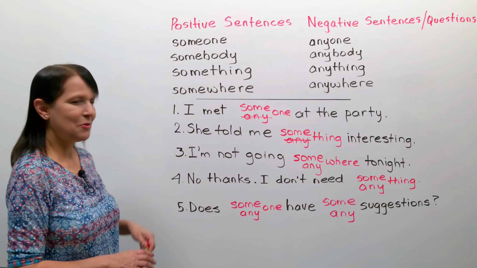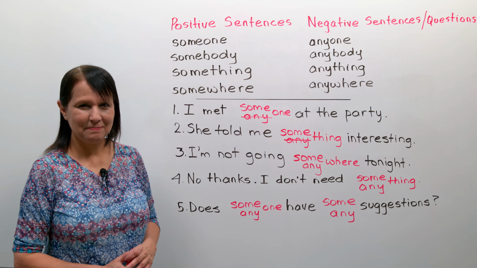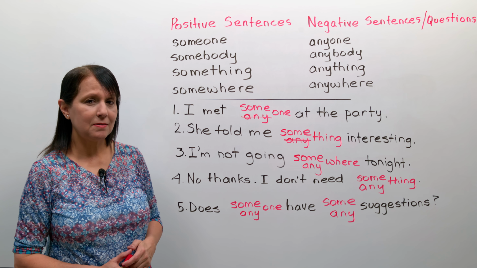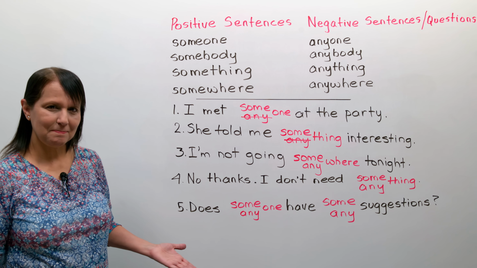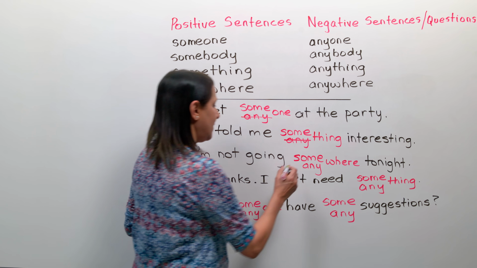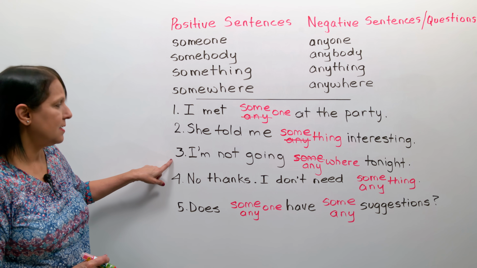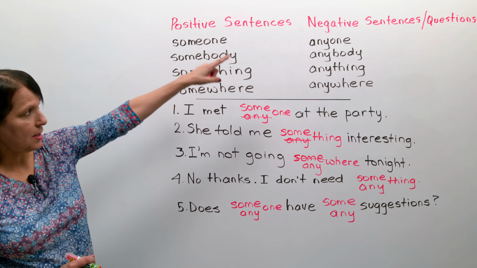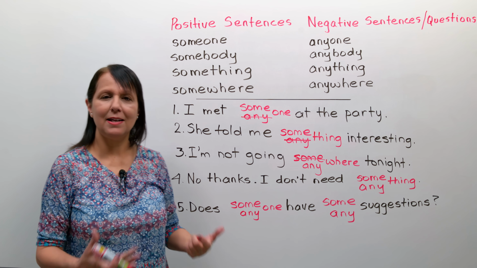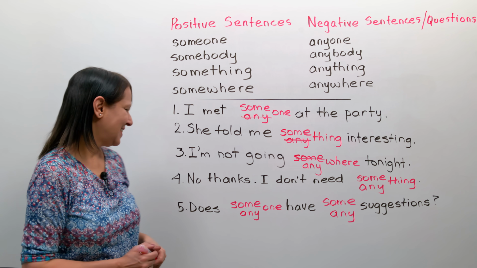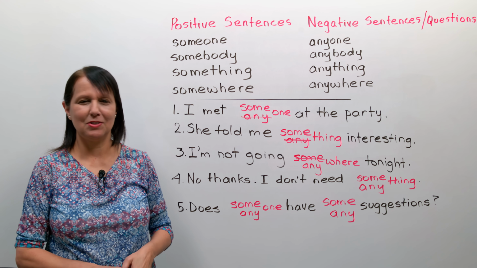Okay? Number 3. I'm not going blank tonight. Should we say somewhere or anywhere? I'm not going anywhere tonight. Why? Because this is a sentence, yes, and it's a negative sentence, okay? So we're using one of the words that starts with any. I'm not going anywhere tonight. That's it. I'm really tired. I'm not going anywhere tonight. I'm just going to rest. I'm just going to sleep.